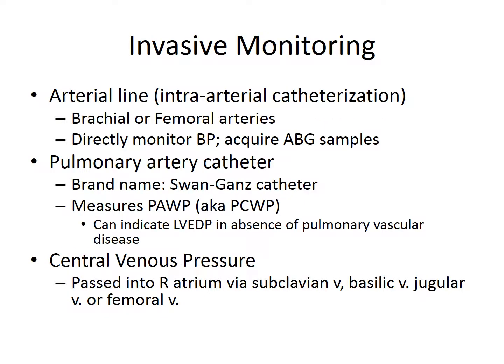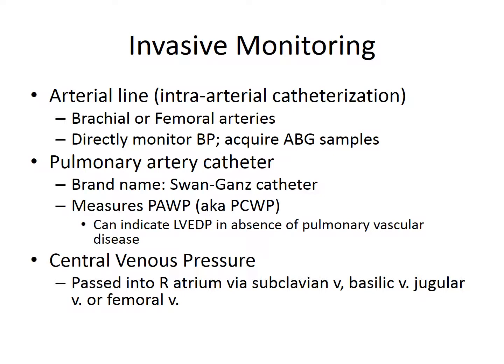Invasive monitoring is important to evaluate the status and progress of a patient. Arterial lines may be inserted into major large arteries such as the brachial, radial, or femoral arteries. These lines are used to directly monitor blood pressure and to acquire blood to evaluate arterial blood gases.